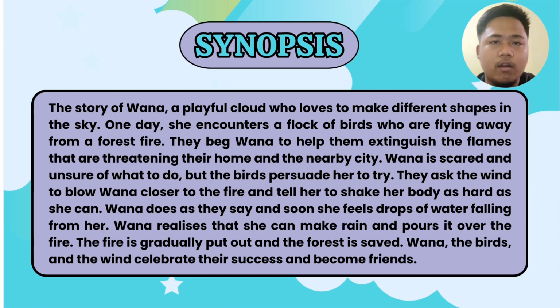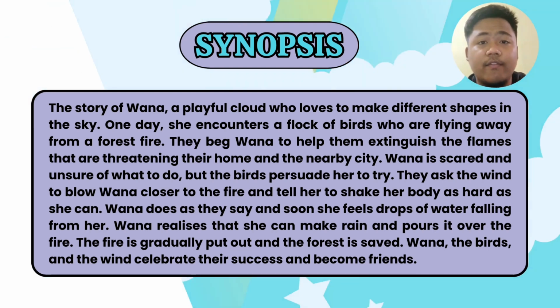They ask the wind to blow Wana closer to the fire and tell her to shake her body as hard as she can. Wana does as they say, and soon she feels drops of water falling from her. Wana realizes that she can make rain and pour seed over the fire. The fire is gradually put out and the forest is safe. Wana, the birds, and the wind celebrate their success and become friends.